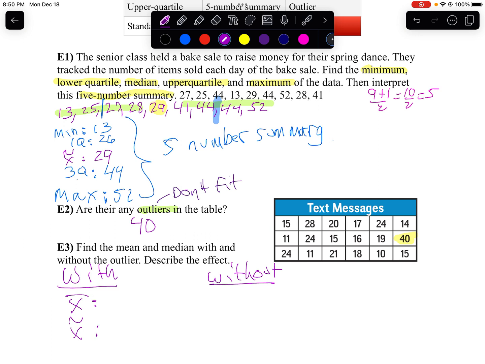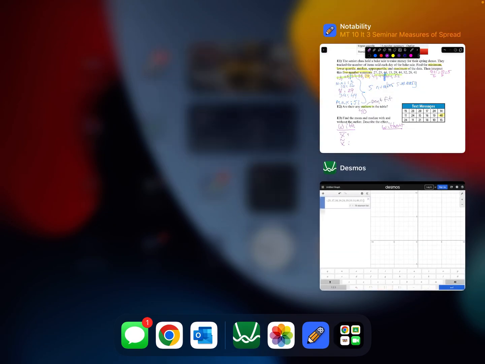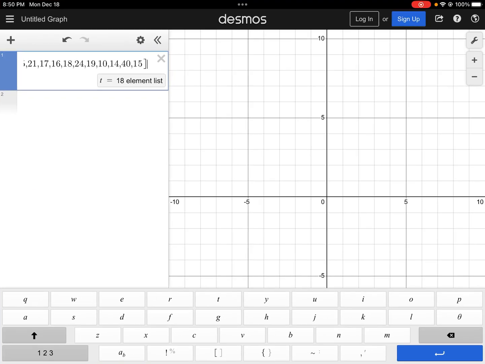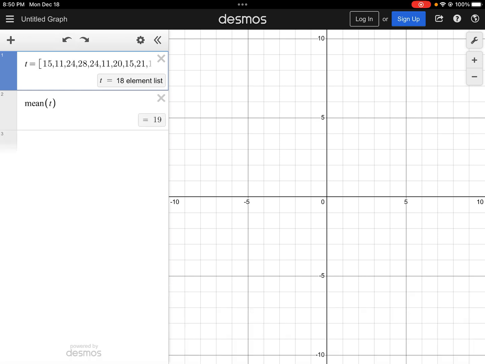You can type these into Desmos, and I'll show you how to do this. First off, I saved some time. I already put my 18 numbers in Desmos. Now when I do that, it's kind of hard to see here. I tried to save some time here, and it doesn't look like it's working. There we go. That's what I wanted to see. Okay. You put in a variable. I don't care what variable you use.